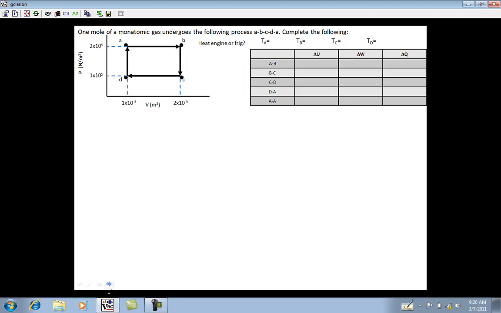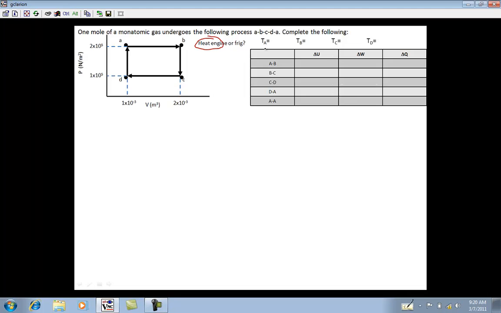It says 1 mole of a monatomic gas undergoes the following process from A to B to C to D to A. Complete the following. First of all, they want to know, is it a refrigerator or is it a heat engine? We know just by looking at whether it's clockwise or counterclockwise. So what would we say there? Okay, it's a heat engine. I'm just going to circle heat engine because it's going clockwise.